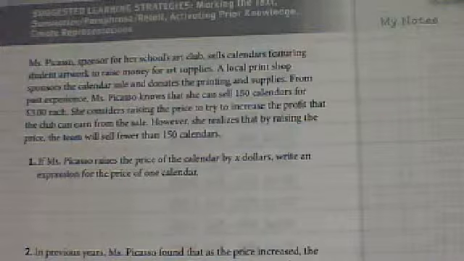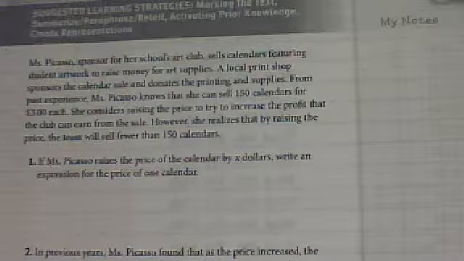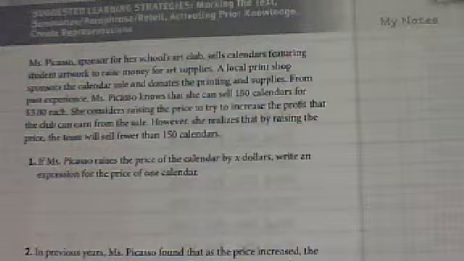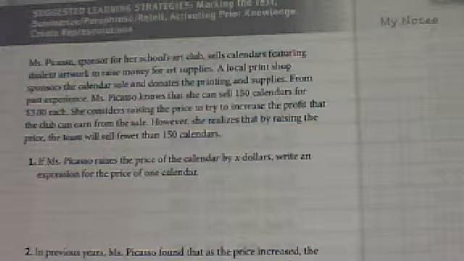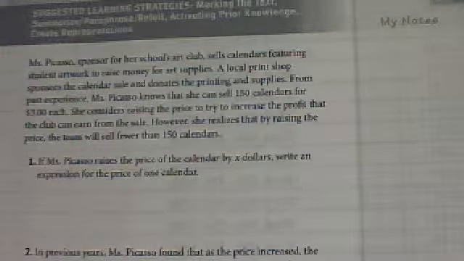Hi, we're looking at an activity called calendar art. Ms. Picasso, sponsor for her school's art club, sells calendars featuring student artwork to raise money for art supplies. A local print shop sponsors the calendar sale and donates the printing and supplies. From past experience, Ms. Picasso knows that she can sell 150 calendars for $3 each. She considers raising the price to try to increase the profit that the club can earn from the sale.